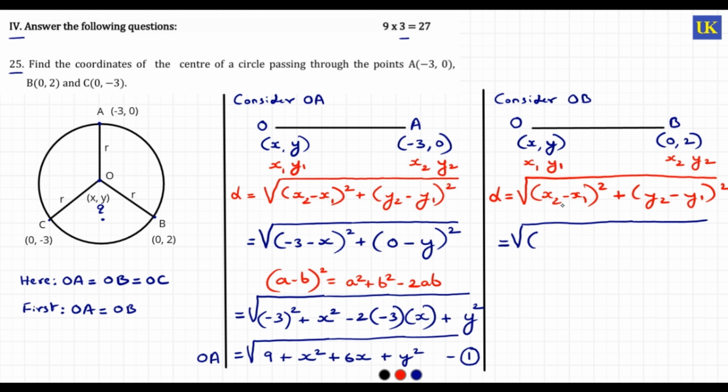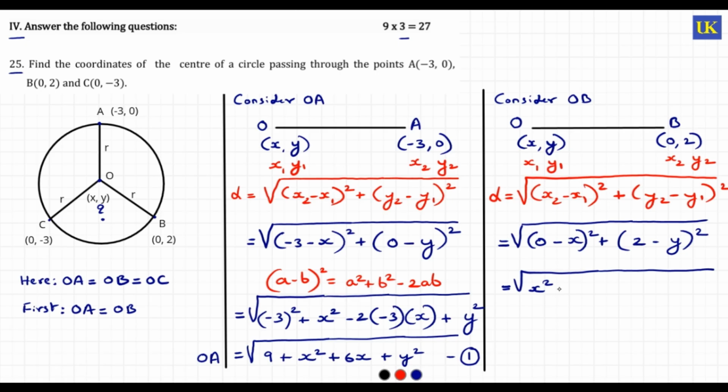Now x2 is what? X2 is 0. So 0 minus x1 is x square, plus y2 is how much? Y2 is 2. You can see here y2 is 2, and y1 is how much? Y1 is y. So y square. Now 0 minus x, so it will be x square only. So minus x square is again positive x square, right? Similarly, what we took here, minus y square is positive y, the same. Because when we do square, minus into minus will become plus.